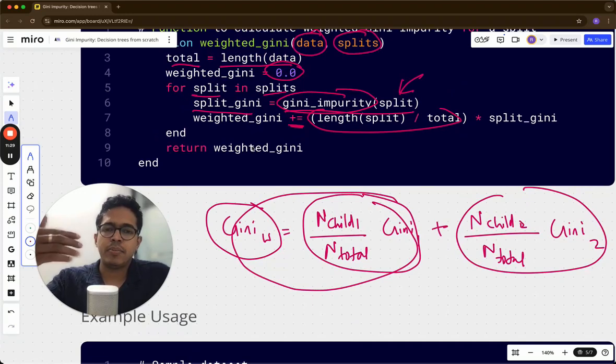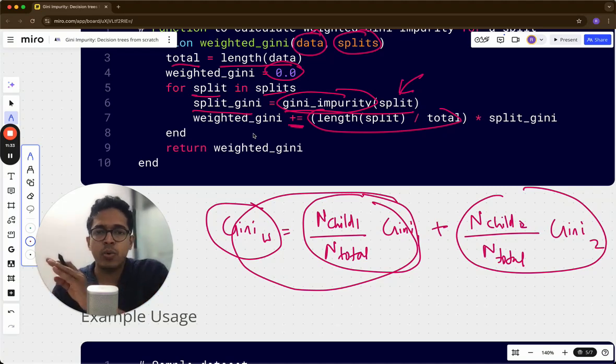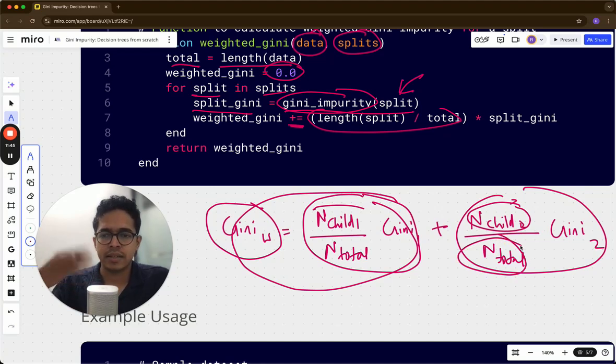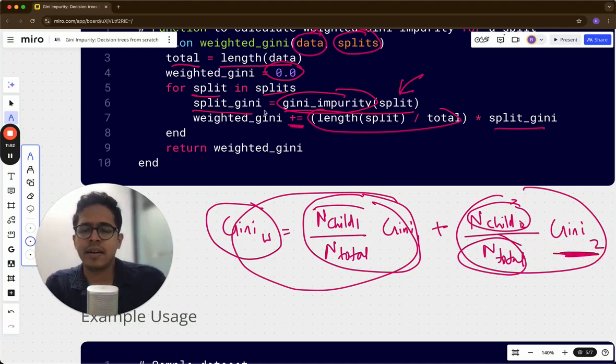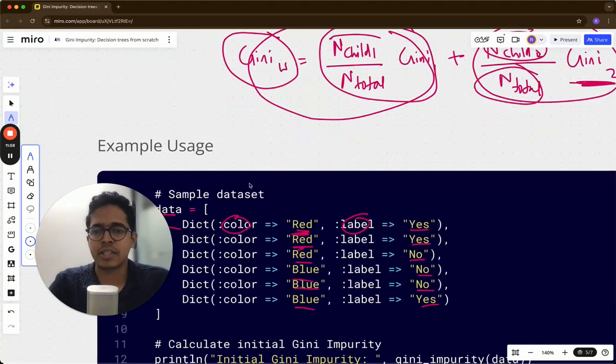So the weighted Gini impurity in the second loop equal to whatever the weighted Gini impurity was from the previous loop plus this additional term, which is the number of data points in child 2 divided by the total number of data points in the original dictionary, times split Gini. In the second iteration, it will be the Gini impurity of the second child. And then we are passing this weighted Gini impurity, which is a single number, as the output of the function. So we are returning that actually.